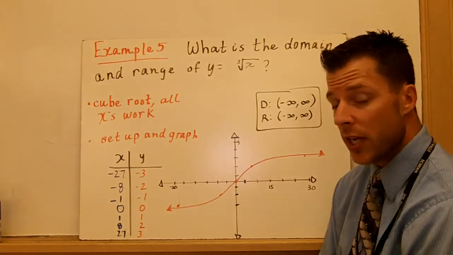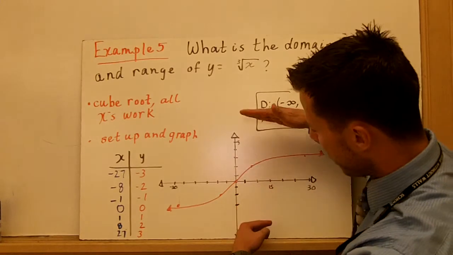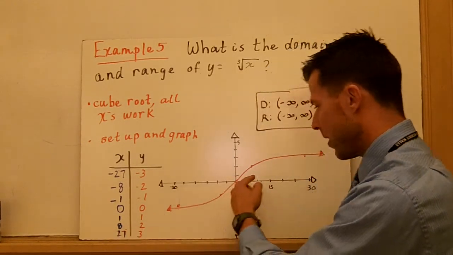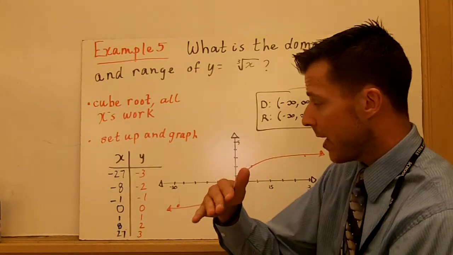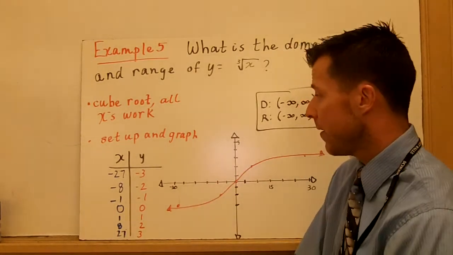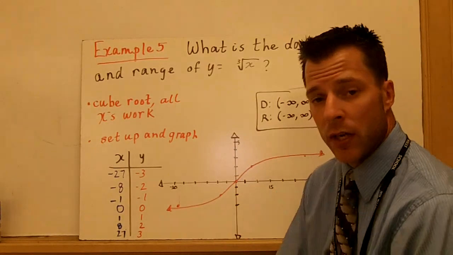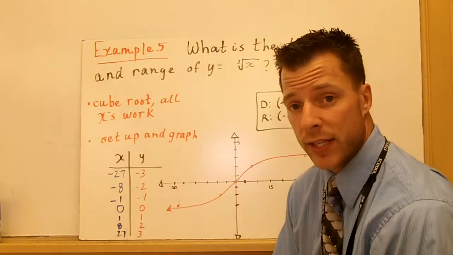Now what's the range? The range is going to be the same thing, okay? The y values are going to keep getting smaller here and larger here. They don't stop, there are no asymptotes, you haven't learned that yet. So the domain and range are all real numbers here for both, from -infinity to infinity.